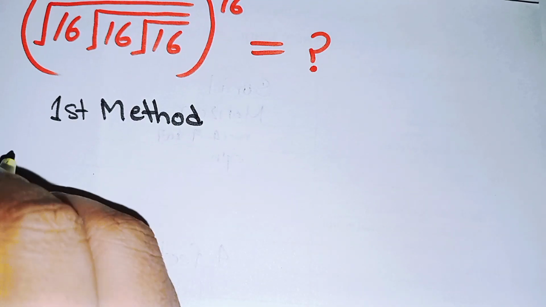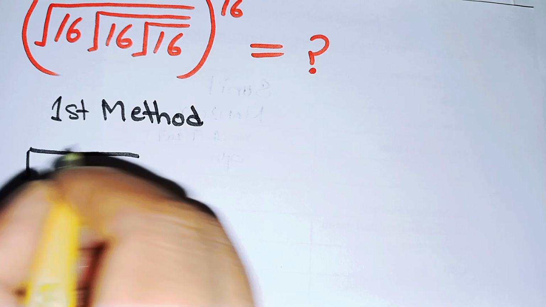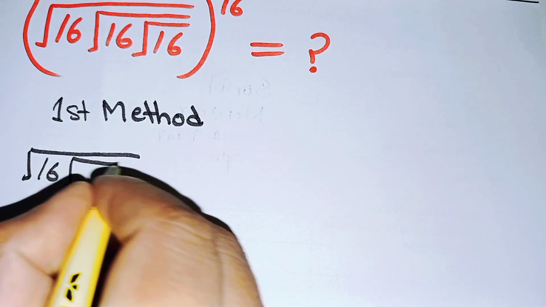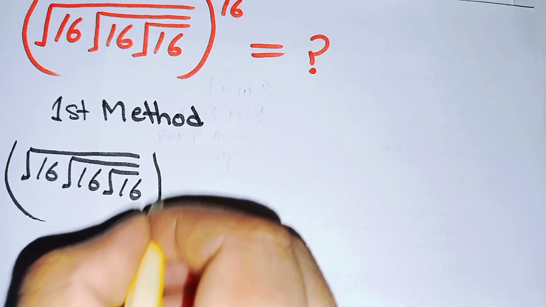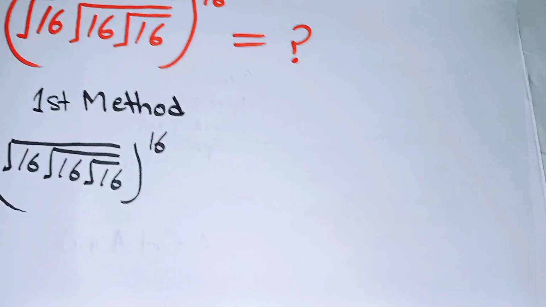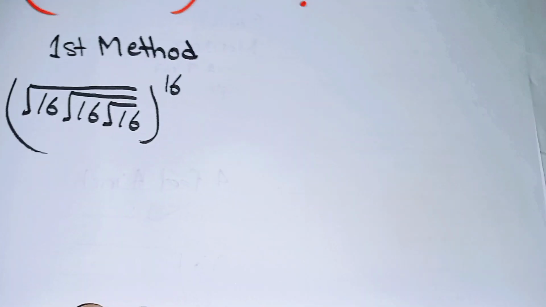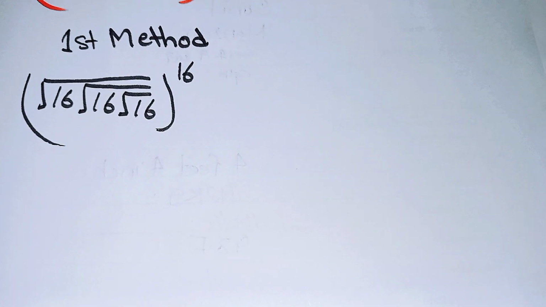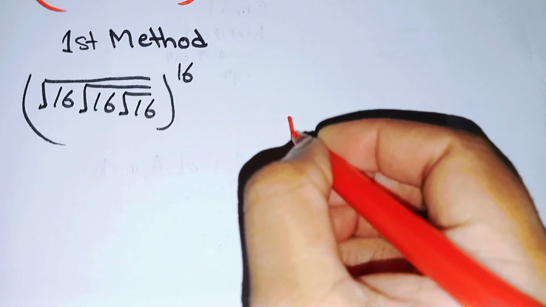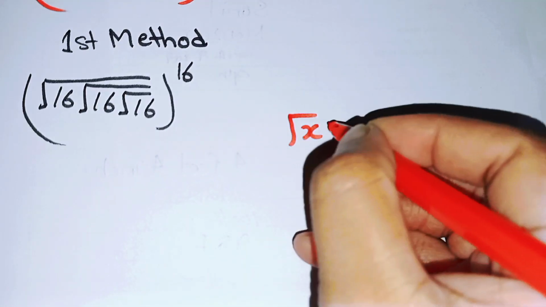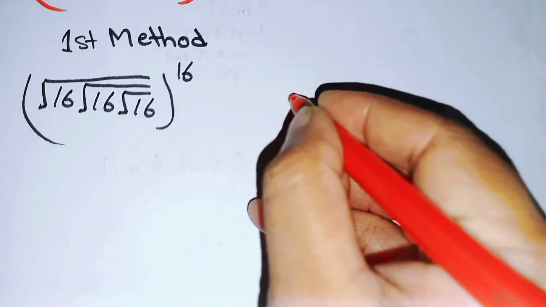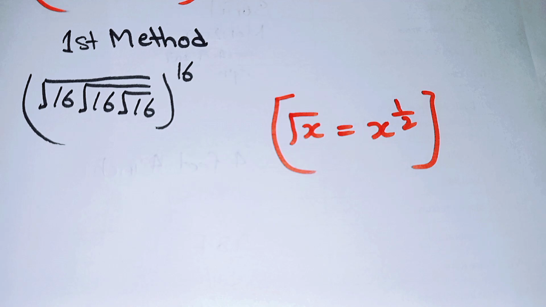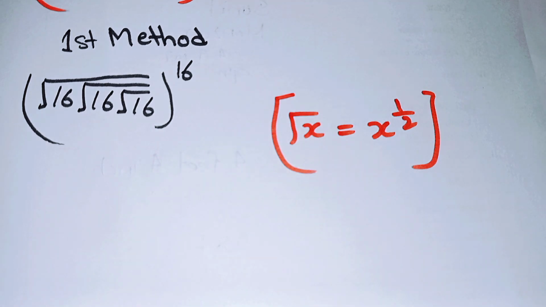and now we can solve square root 16, square root 16, and then square root 16, and the whole thing to the power of 16. We can solve it with the help of a nice formula, which is square root of x is equal to x to the power of 1 over 2. So we can solve with this.